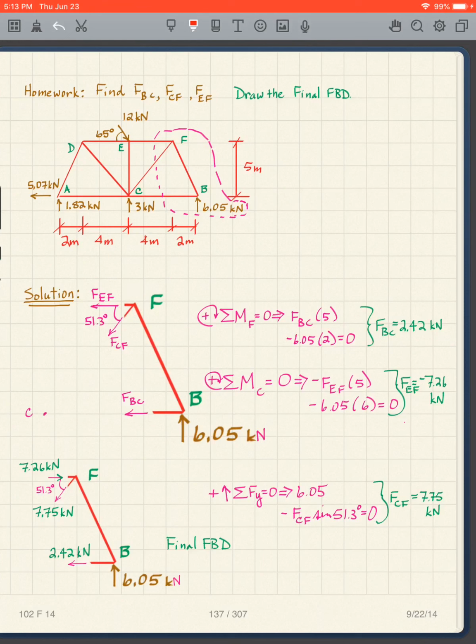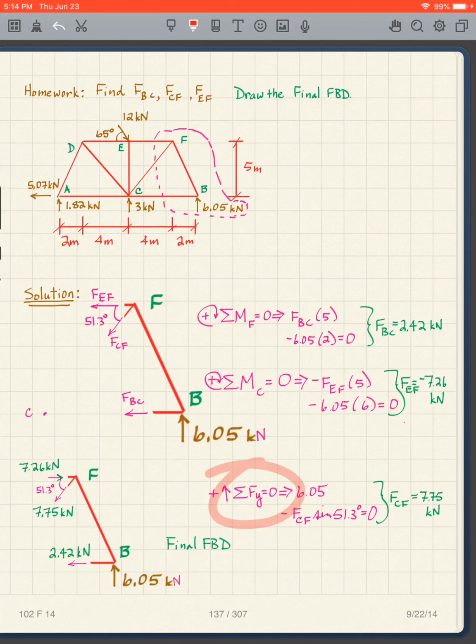Then I can take moments about C. C is here, which puts me here. It gets rid of those two forces right there. And so I'm going to have counterclockwise FEF times 5, so it's negative. Counterclockwise 6.05 times 6, so that's also negative. And get that value, negative 7.26.